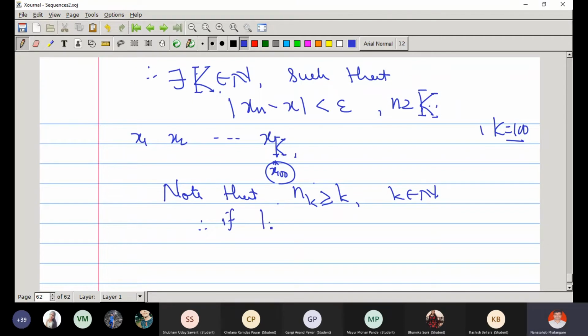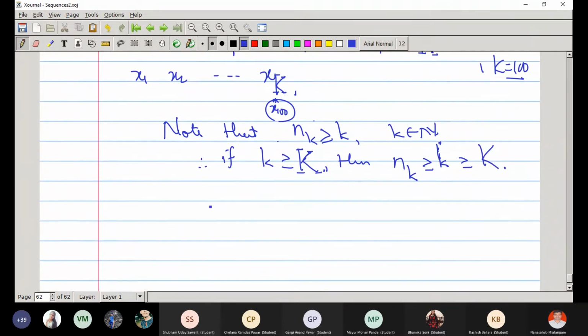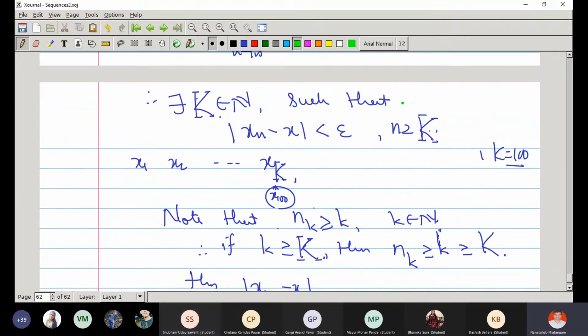Therefore if k is greater than or equal to this particular K, which we found, then what can you say about nk? nk is greater than or equal to k, and k is greater than or equal to K. Then what is the distance between x_nk and x? It would be less than epsilon, because n is greater than K. Let us call it the first expression. What does the first expression say? If your n is greater than or equal to K, the corresponding term minus x, the distance of that term from x, is less than epsilon.